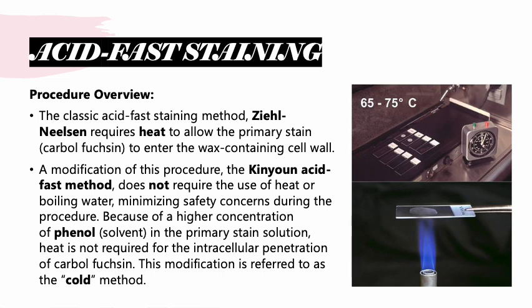Now, let's proceed to the procedure of acid-fast staining. Now, the classic acid-fast staining method, which is your Ziehl-Neelsen, requires heat to allow the primary stain to enter the wax-containing cell wall. Now, a modification of this procedure, which is your Kinyoun acid-fast method, doesn't require heat or boiling water to minimize safety concerns during the procedure. Now, to do this, you use a higher concentration of phenol in the primary stain solution, rendering the heat unnecessary. So, this modification is referred to as the cold method.